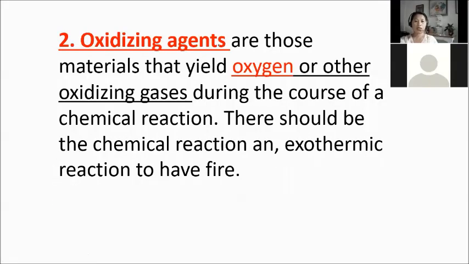For oxidizing agents, these are those materials that yield oxygen and other oxidizing gases during the course of a chemical reaction. There should be a chemical reaction. Okay, so there is an exothermic reaction to have a fire. So exo meaning heat is given off to the surroundings.